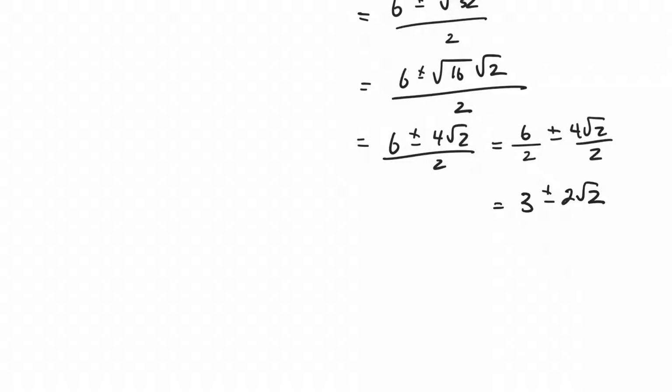So those would be the x-intercepts. And there's two of them. So one is 3 plus 2 root 2, and the other is 3 minus 2 root 2.